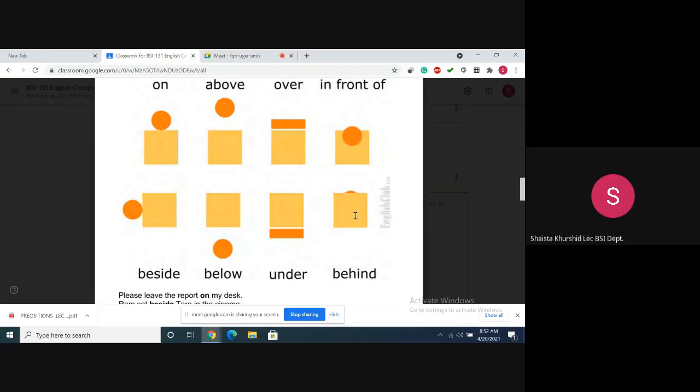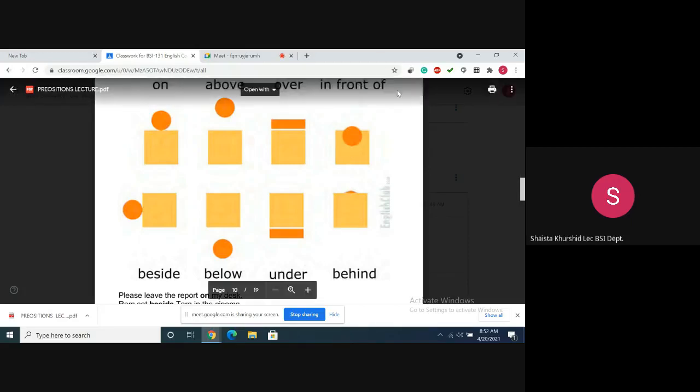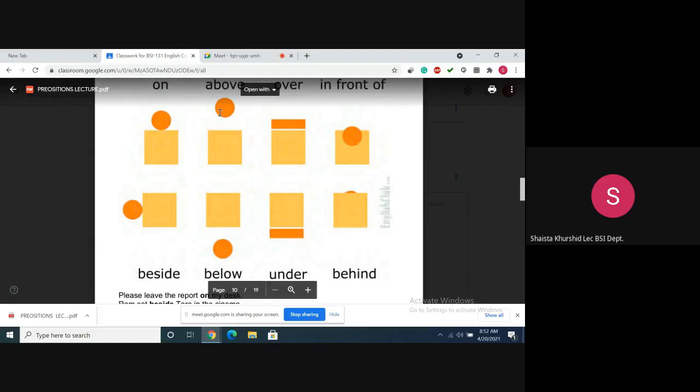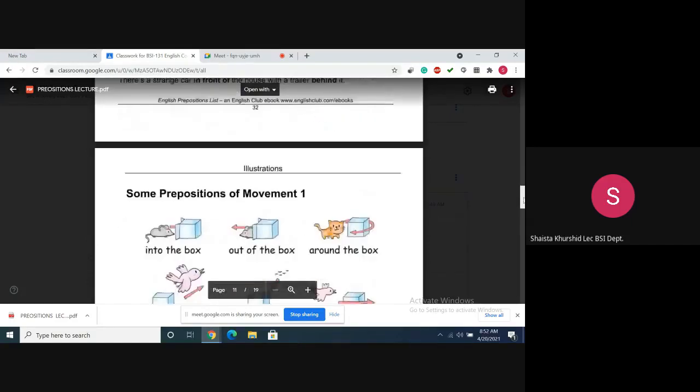Behind is when you see the front of one thing, but you cannot see the other thing, which is behind it. So one thing is placed, you see the front of it, and the other thing is behind that. This preposition is used for that location, right? In front of and behind are the opposite of each other. When we say in front, it means you are seeing the face of something. Over, above, and on, right? These are some pictures. They will help you a lot.